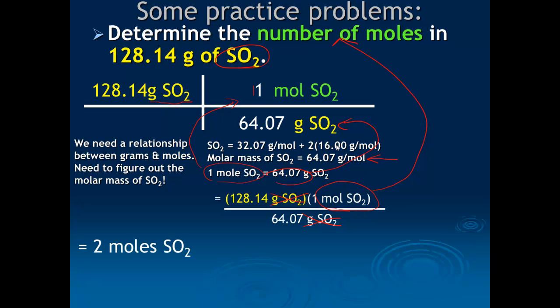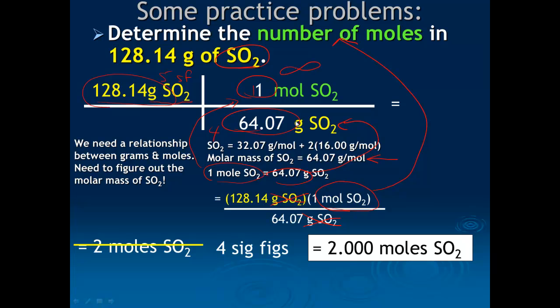The calculator spits out 2. But remember, we want to look at our sig figs. So this right here, this is 5 significant figures. This one here is 4. Remember, this 1 is always going to be infinite, so I'm not going to have to worry about that one. So I want to round this to 4 significant figures, which means I've got to put some zeros on the end to make that 4 sig figs.